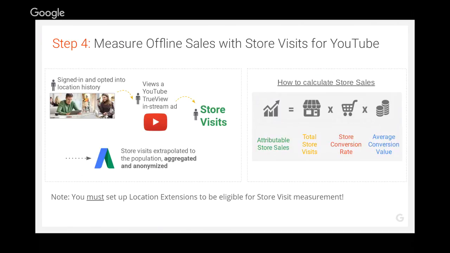And we also have an example here of how you can calculate store sales based on this. So if you know how many of the people who go to store actually purchase something, and if you know the average purchase value for those consumers in the store, then you can multiply this by the total store visits, and you can see what kind of value you can attribute to store sales based on YouTube.